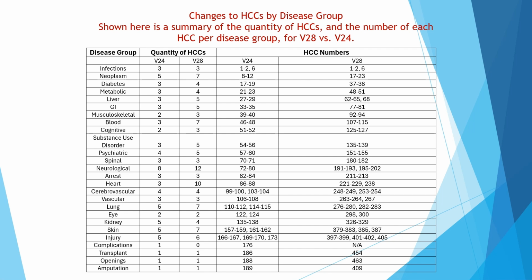Openings, quantity of HCCs for V24 is 1 while V28 is 1. HCC numbers for V24 is 188 and V28 is 463. Amputation, quantity of HCCs for V24 is 1 while V28 is 1. HCC numbers for V24 is 189 and V28 is 409.